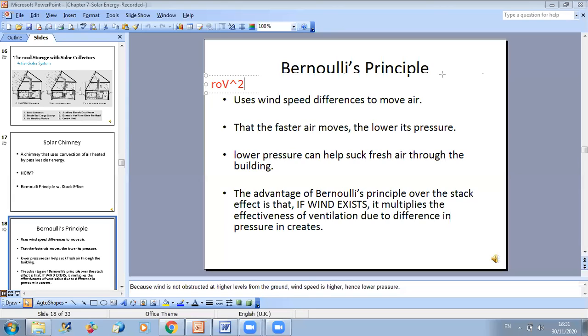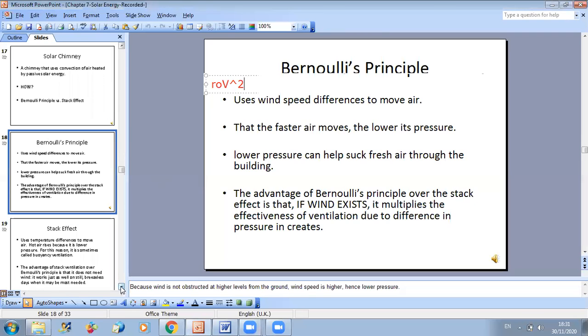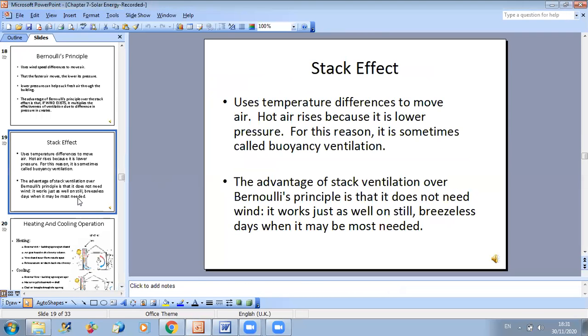Okay. So now let us see in other slides in detail these two aspects. So for the stack effect, it will use temperature differences to move air. Hot air will rise because it's lower pressure. For this reason, it's sometimes called buoyancy ventilation. The advantage of stack ventilation over Bernoulli's principle is that it does not need wind. It works just as well on still breezeless days when it may be most needed.